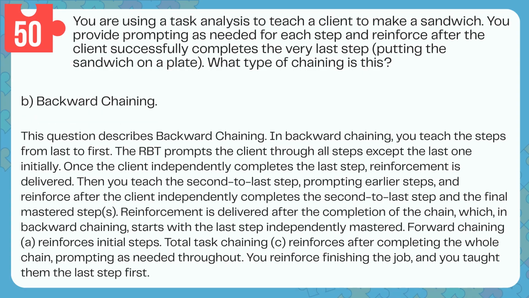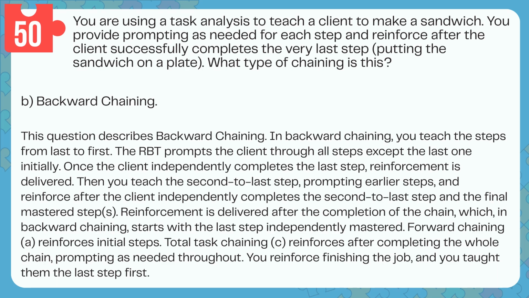Answer B, backward chaining. Explanation. This question describes backward chaining. In backward chaining, you teach the steps starting from the end of the chain. The RBT prompts the client through all steps except the last one initially. Once the client independently completes the last step, reinforcement is delivered. Then you teach the second to last step, prompting earlier steps, and reinforce after the client independently completes the second to last step and the final mastered step. Reinforcement is delivered after the completion of the chain, which in backward chaining starts with the last step independently mastered.